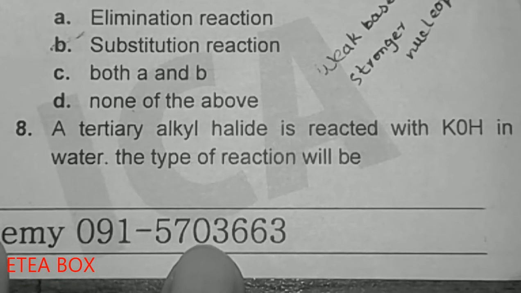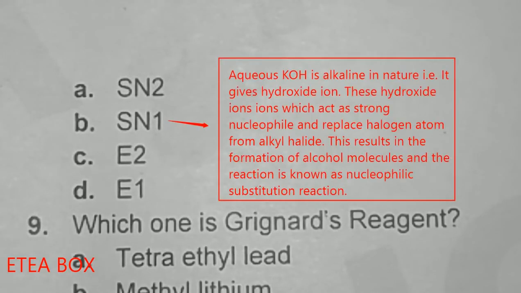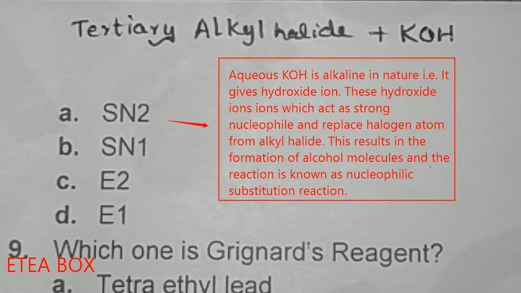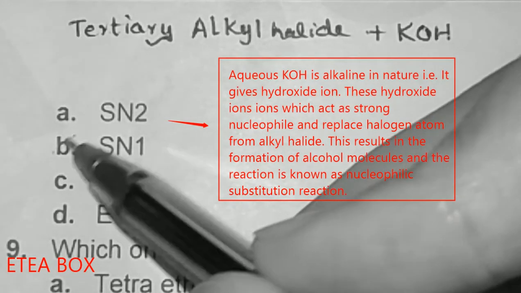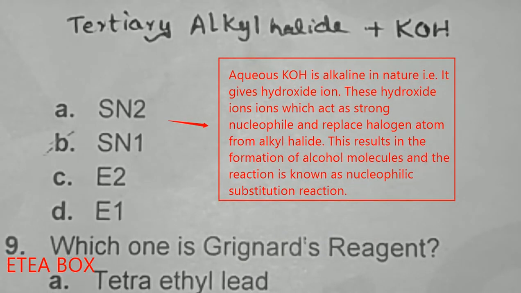A tertiary alkyl halide is reacted with KOH, potassium hydroxide, in water. The type of reaction will be: option A is SN2, option B is SN1, and then E2 and E1. We know that when tertiary alkyl halide reacts with KOH, the hydroxyl ion acts as a nucleophile, so the SN1 reaction occurs. Tertiary alkyl halide gives the SN1 reaction. Option B is correct.